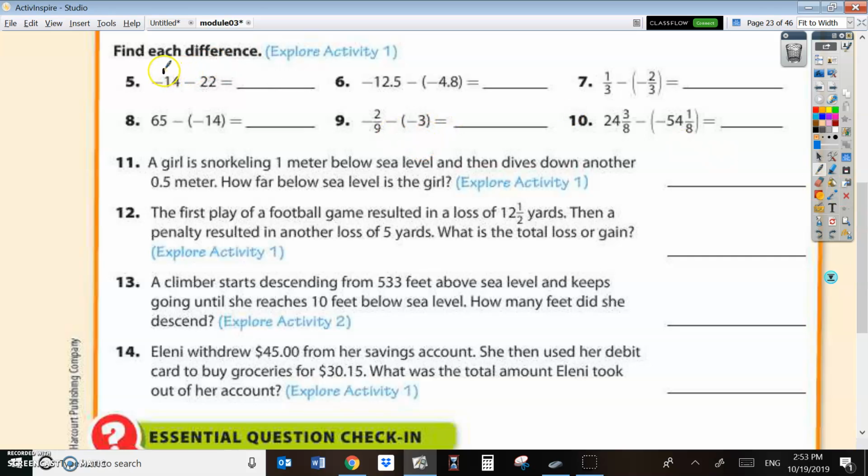Alright, find each difference. Starting negative, going more negative. So that's 14 plus 22. Looks like negative 36.